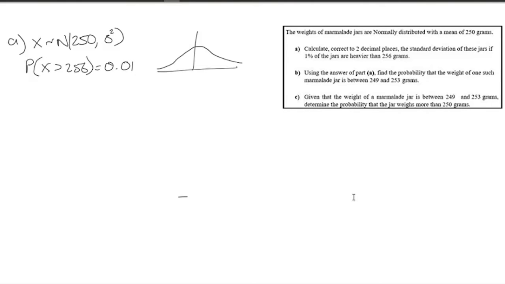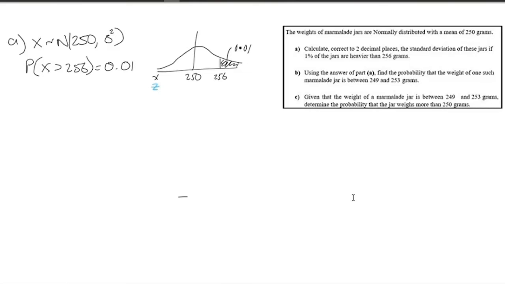So I'm going to start off with the distribution that I know so far. So the mean is 250 and we have an unknown standard deviation, so I'll just use sigma squared. I'm also going to write this probability statement, the probability that x is greater than 256 equals 0.01. Okay, on the diagram, 250, 256, and this should be 1% over here. Okay, so these are the x values.